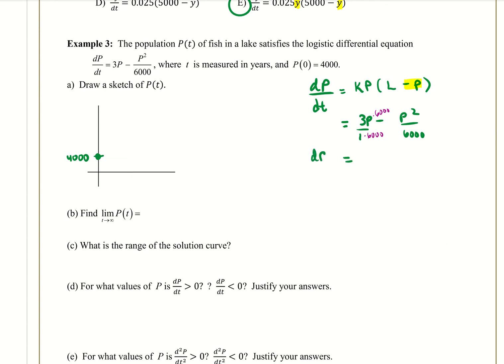So dp dt would then be 18,000 p over 6,000 minus p squared over 6,000.